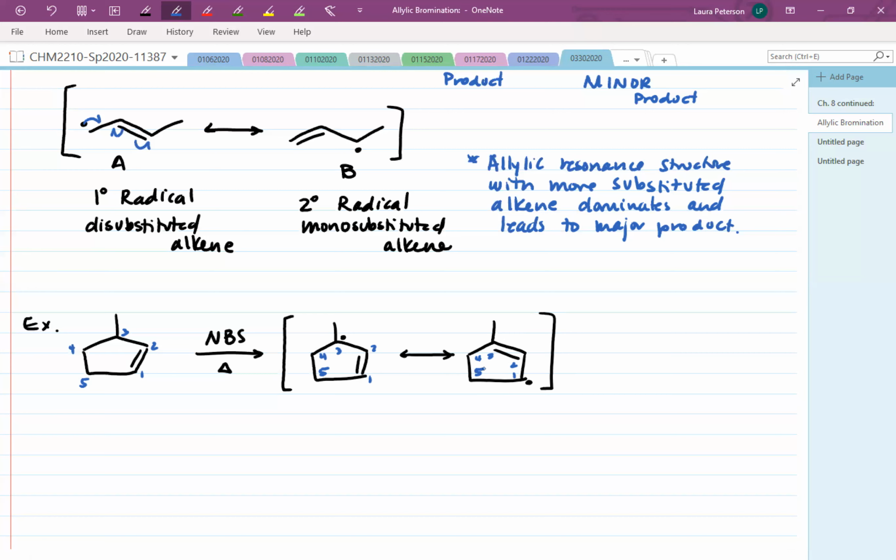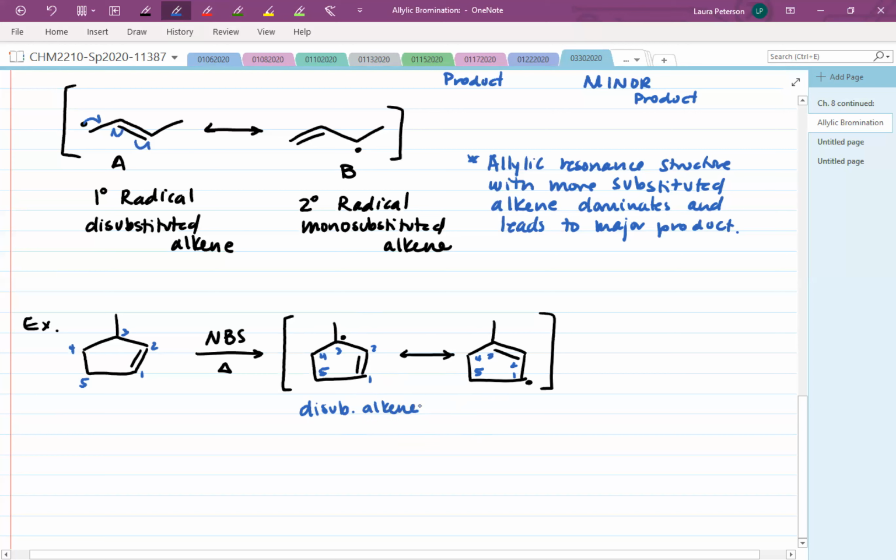Okay, so now we can go ahead and look for the more substituted alkene. Which one of these two allylic radical resonance structures has a more substituted alkene? What's the substitution pattern on the one on the left? The alkene is disubstituted, so this is a disub alkene.